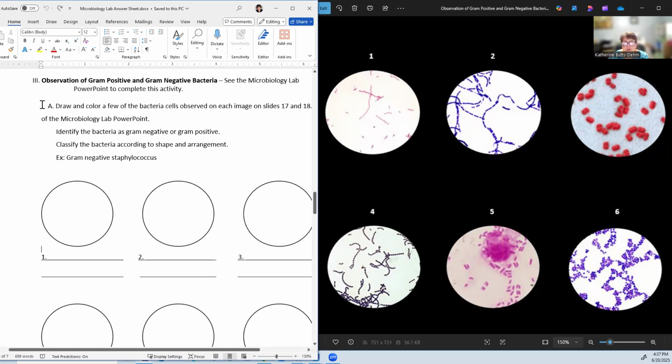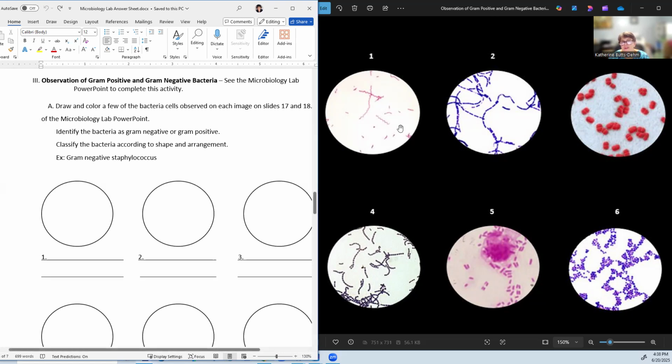Today I'm going to show you a little bit how to do this part 3 observation of gram-positive and gram-negative bacteria activity. There's a microbiology lab PowerPoint that you're going to use, and there are 2 slides that have these images on them. What you're going to do is draw and color a few of the bacteria cells observed in each image.